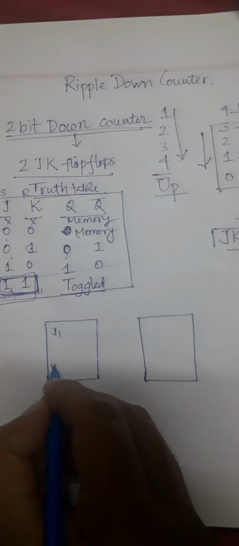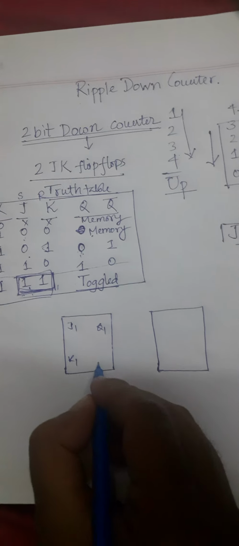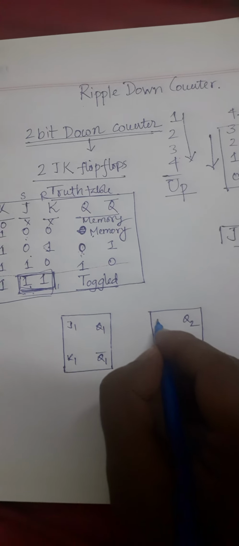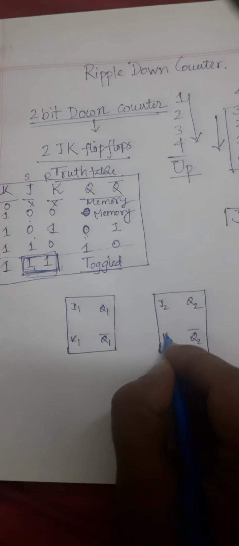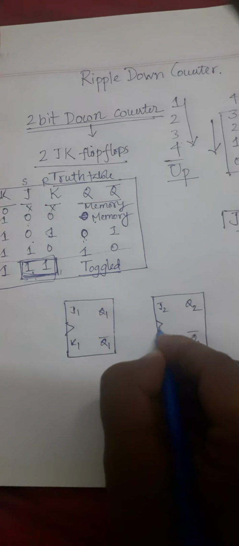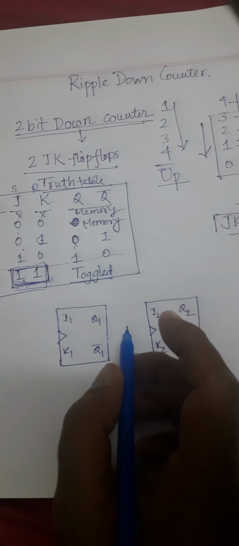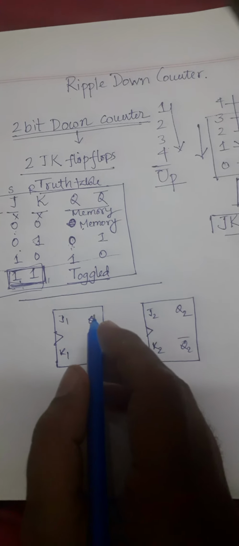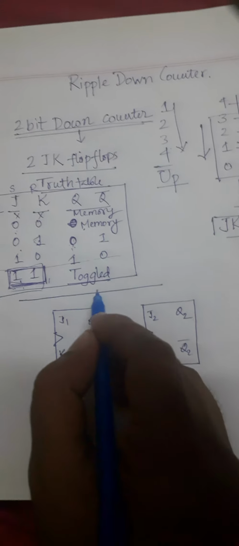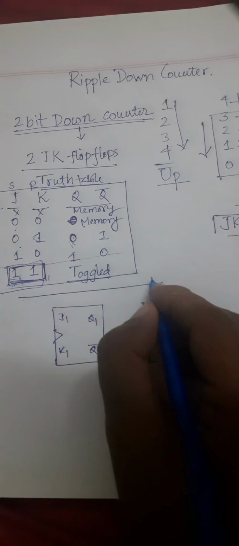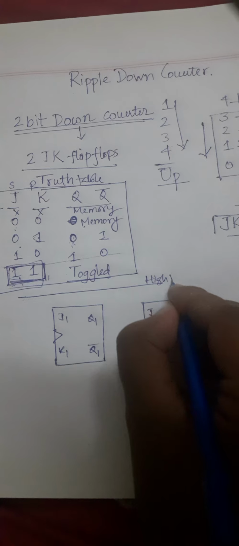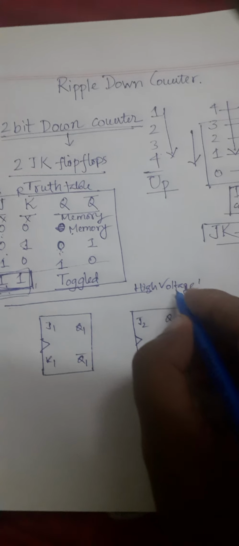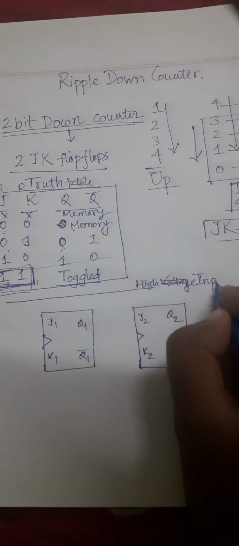This is my J1, this is K1, this will be my Q1, this is Q1 bar, this will be my Q2, this is Q2 bar. In this case this should be J2, this is K2. Okay, and observe carefully, this is the high voltage line. This line that I have drawn is called the high input line, not high voltage, high input line.